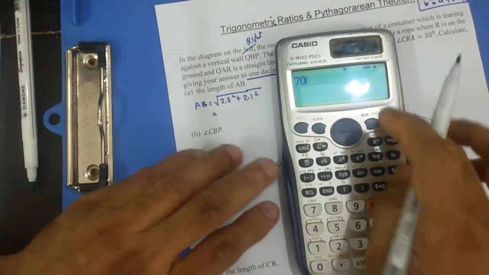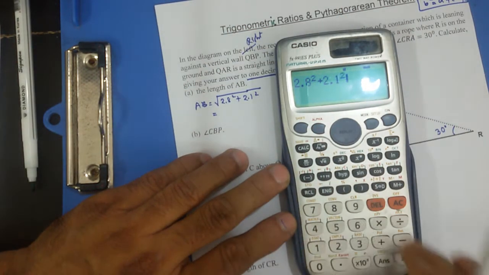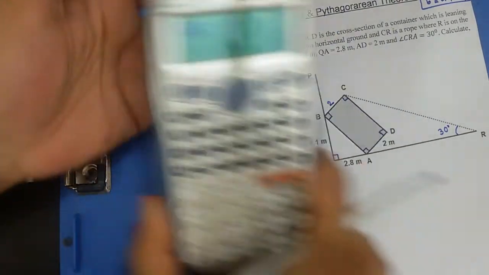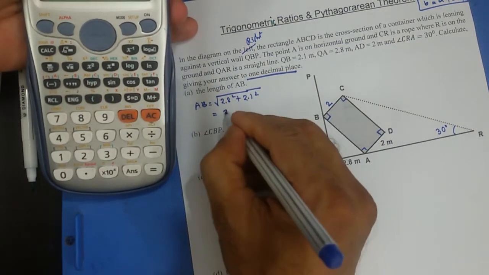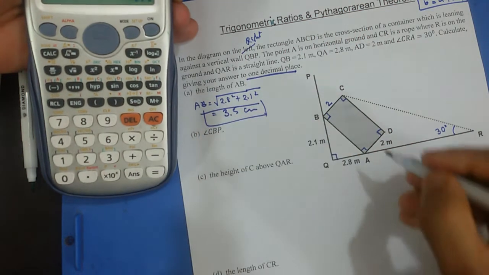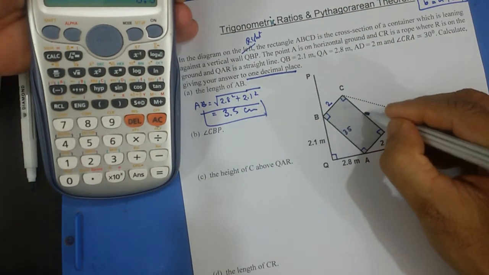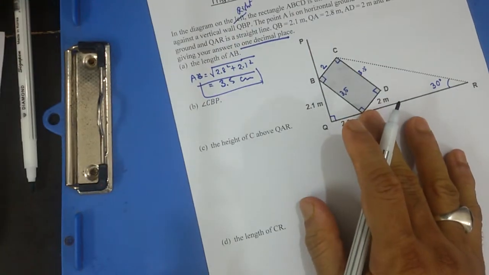So using the calculator, 2.8 squared plus 2.1 squared is 49 by 4. When we do the square root, that's 7 by 2, that means 3.5 at 1 decimal place. That's for AB, and AB is 3.5. I don't know if we need this or not. Just write down that 3.5 because it's a rectangle, opposite sides are equal.